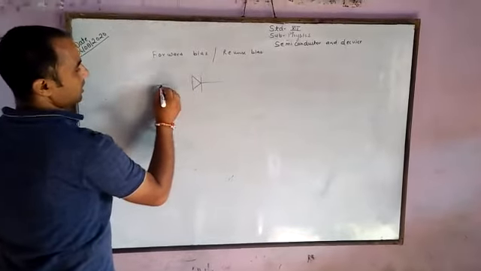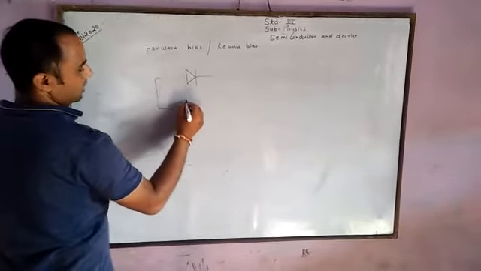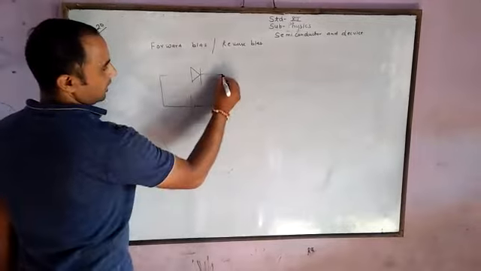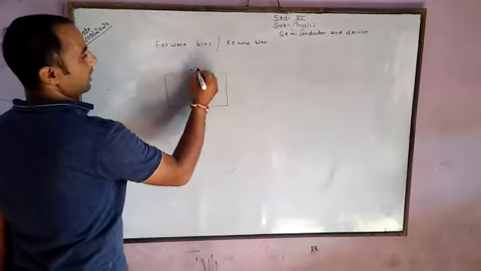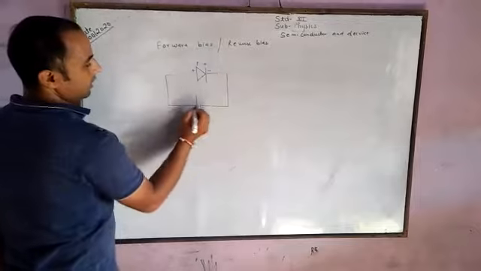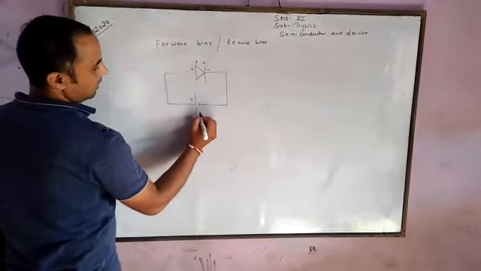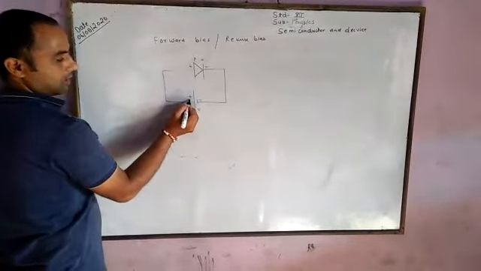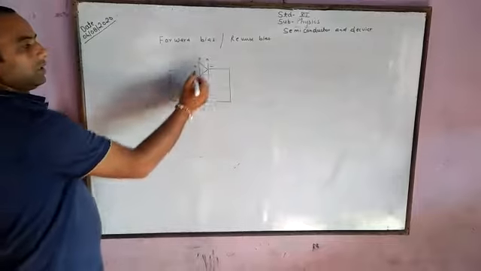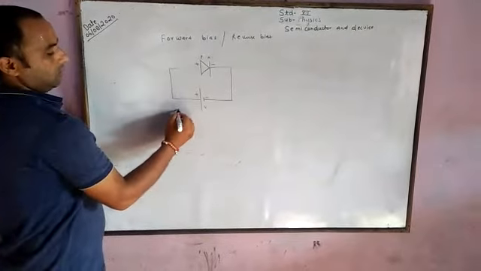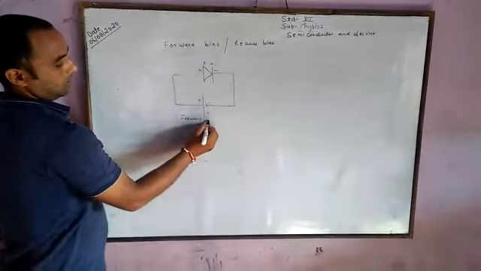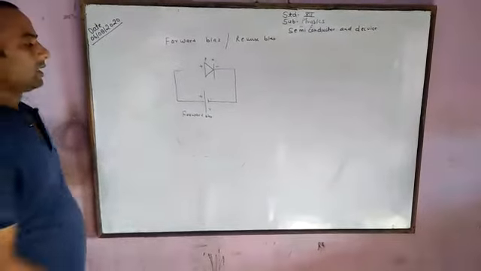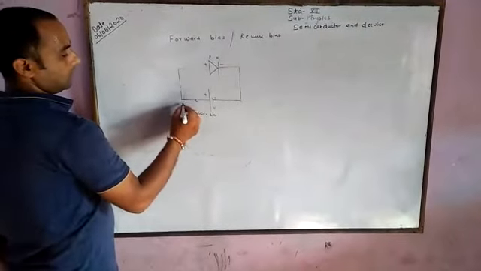If this PN junction diode is connected to an external battery, this is an external source, with positive and negative terminals. This is P and this is N. This is the battery positive terminal and battery negative terminal. If the positive terminal of the applied voltage is connected to the P type, then this is called forward bias. In forward bias, the current is always in milliamperes.